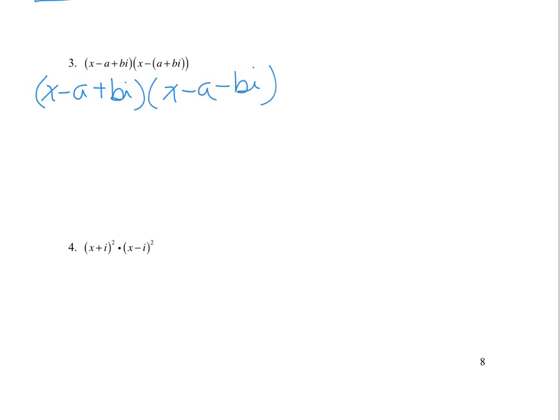Well, now I have a trinomial times a trinomial, so I'm just going to take my time. Everybody in the first trinomial needs to be multiplied by everybody in the second trinomial.